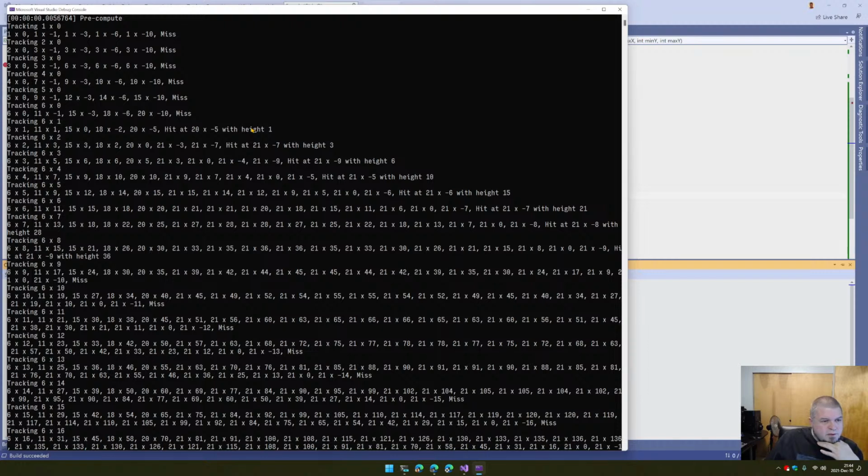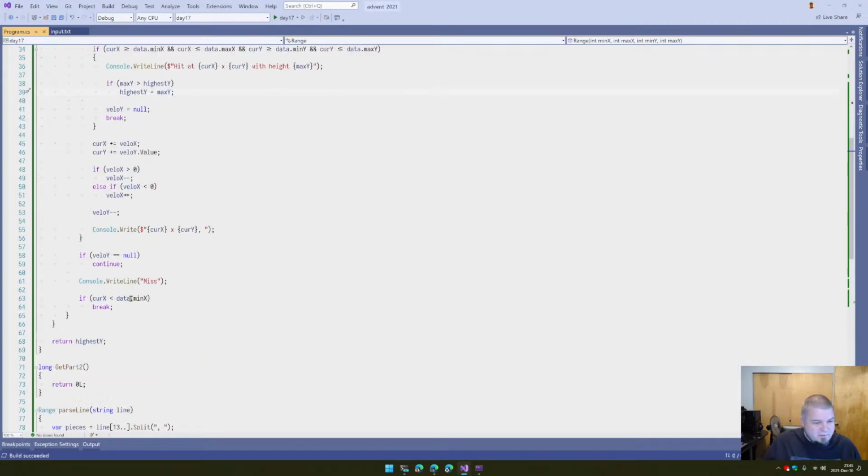Okay, so 6-1 hits with a height of 1, 6-2 hits with a height of 3, 6-3 hits with a height of 6, 6-4 hits with a height of 10, 15, 21 with a height of 28, with a height of 36. And then when we miss here, right. The exit scenario here is max x, not min x.